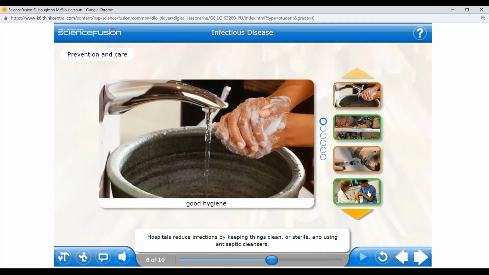I don't have to explain to you antiseptic cleansers, or sanitizers, or how to keep things sterile. The word sterile is so common now. Previously, they used to do sterilization by boiling, because boiling a thing with water and salt kills the bacteria present on it.